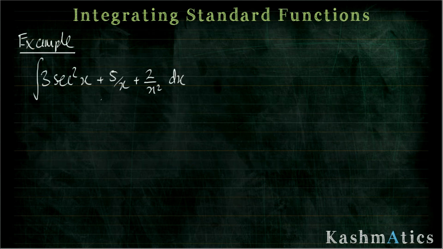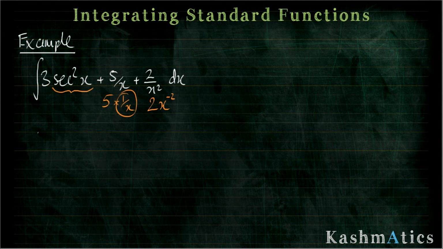So here's our first example, the integral of 3 sec squared x plus 5 over x plus 2 over x squared. So let's just look at what we've got. We're just going to break it down a little bit. We can see we've got a sec squared x there, and that appears in our integral list. Remember that's the derivative of tan x. So when I integrate this bit, I'm going to get tan x. This is 5 lots of 1 over x, which we can integrate to give us ln x. And here we've just got a normal power, so let's rewrite that as 2x to the power minus 2.